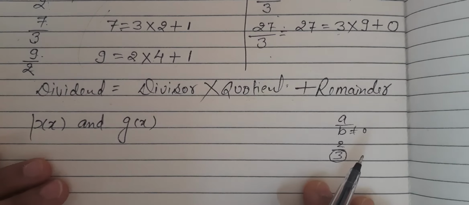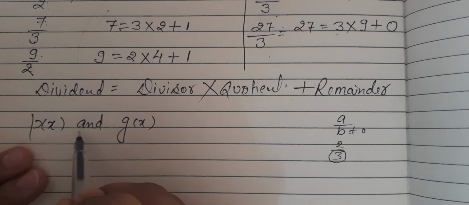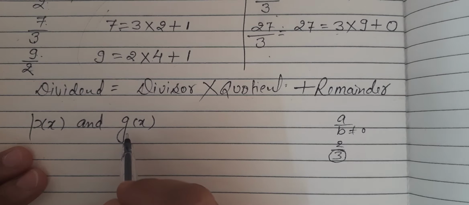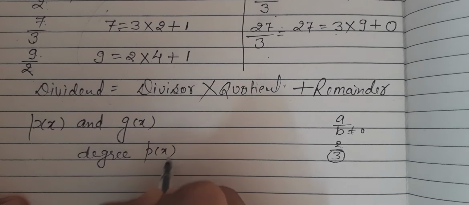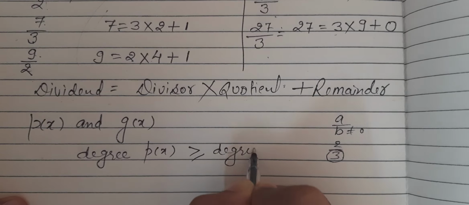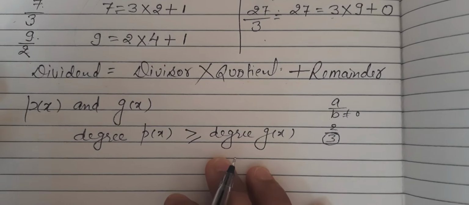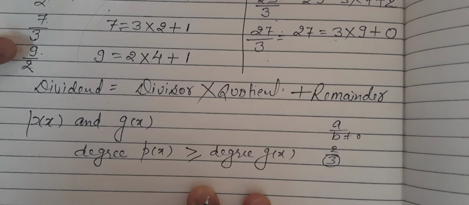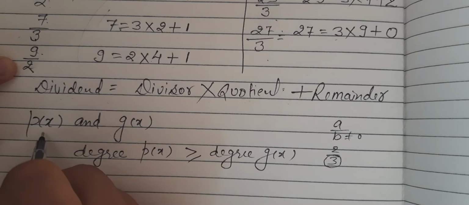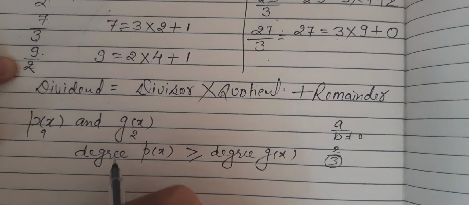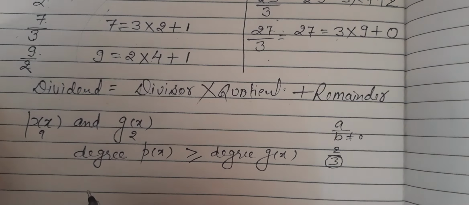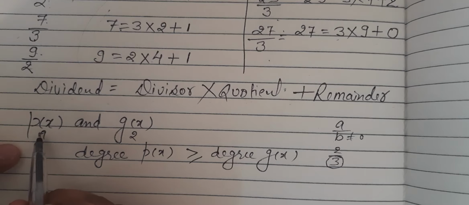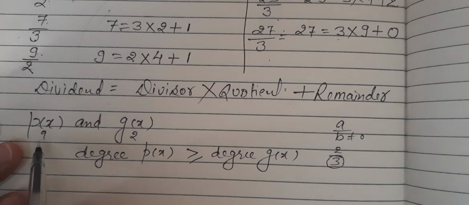Or when we talk about polynomials, we will say let p(x) and g(x) be two polynomials such that the degree of p(x) is greater than or equal to the degree of g(x). In simple words, in this example, 9 is greater than 2. So this is like 9 and this polynomial is like 2. Okay, we'll just compare to understand this theorem. Let us take two polynomials p(x) and g(x), and they are like these two numbers 9 and 2.